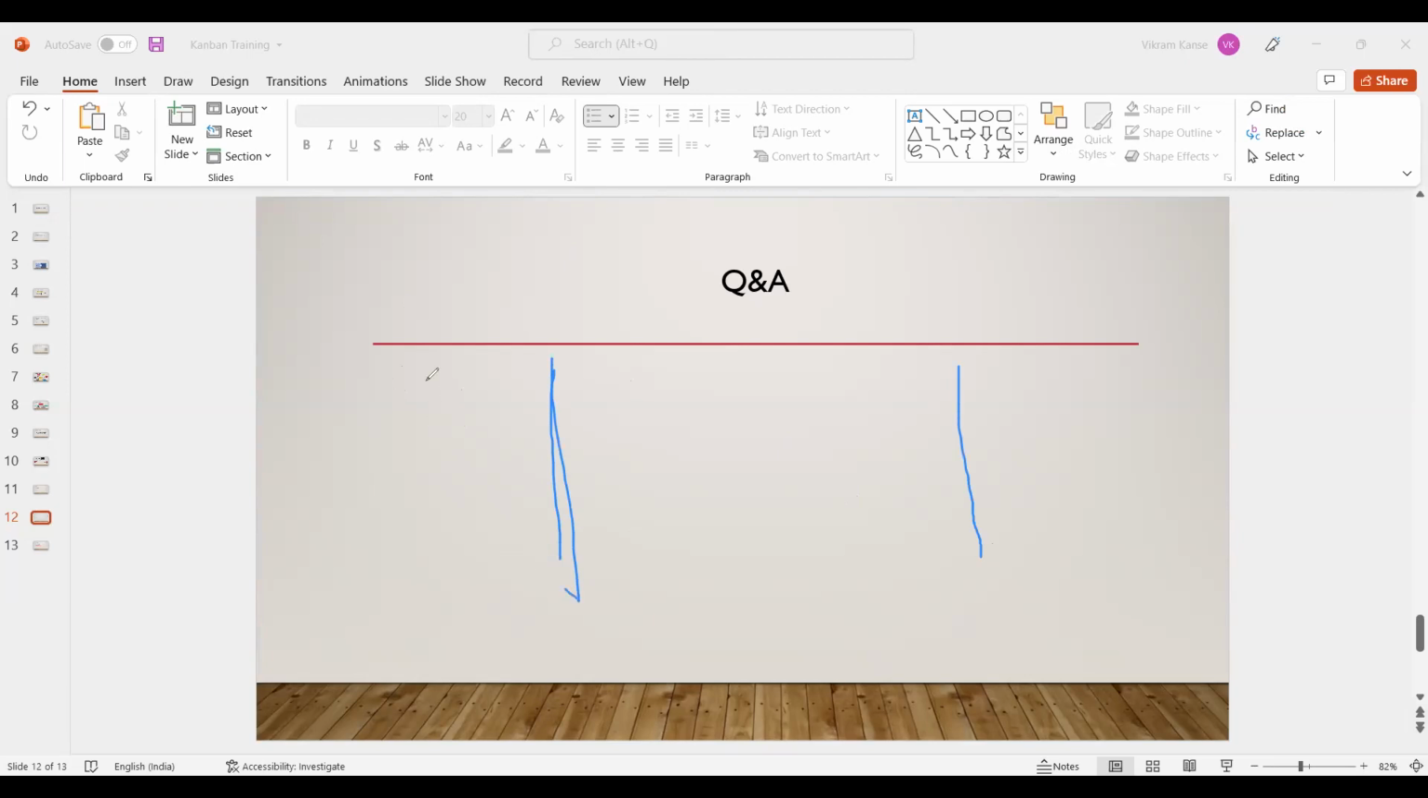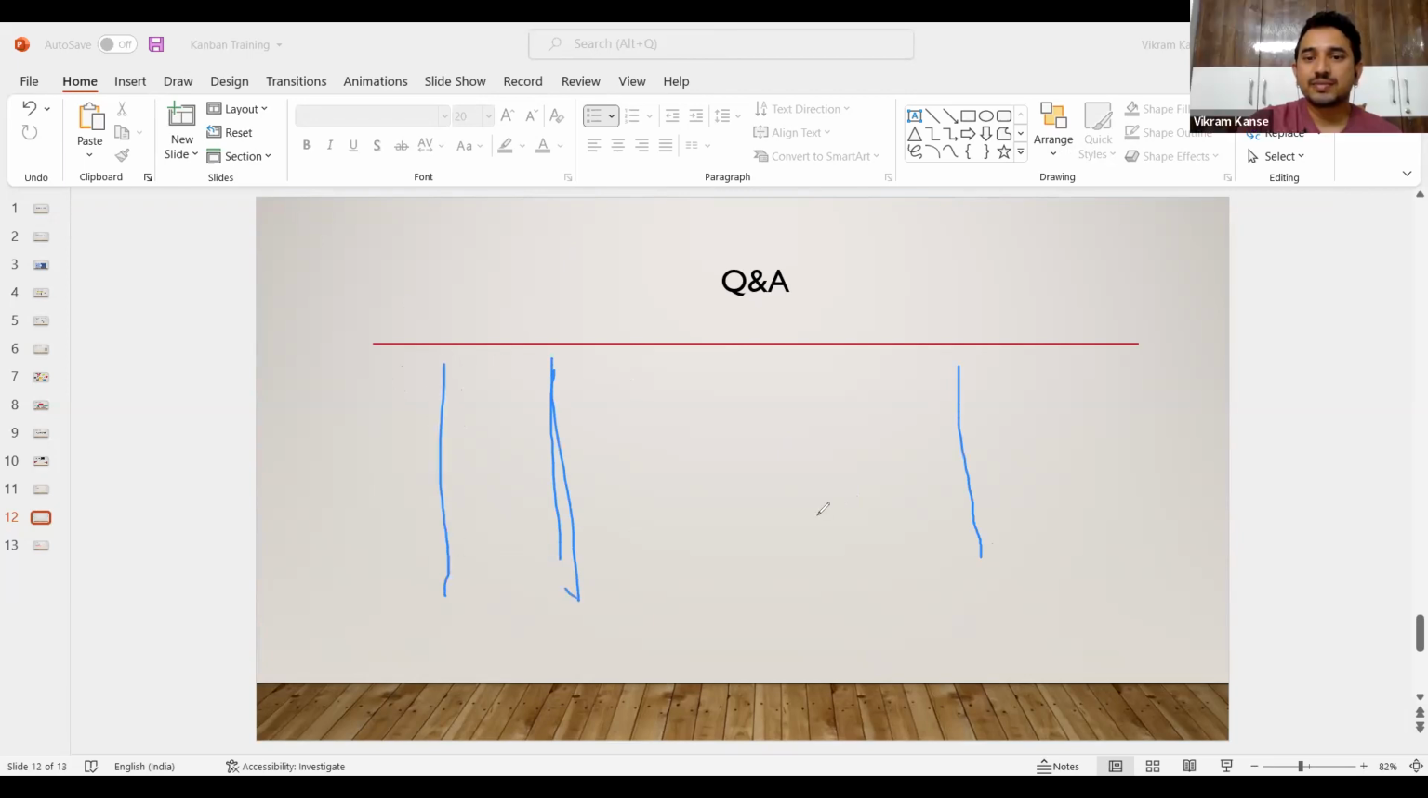Okay, so suppose this is my done, and this is where my whole work happens. This is my backlog, right? So even before considering the cards to be played or brought into backlog, you do some work, right?